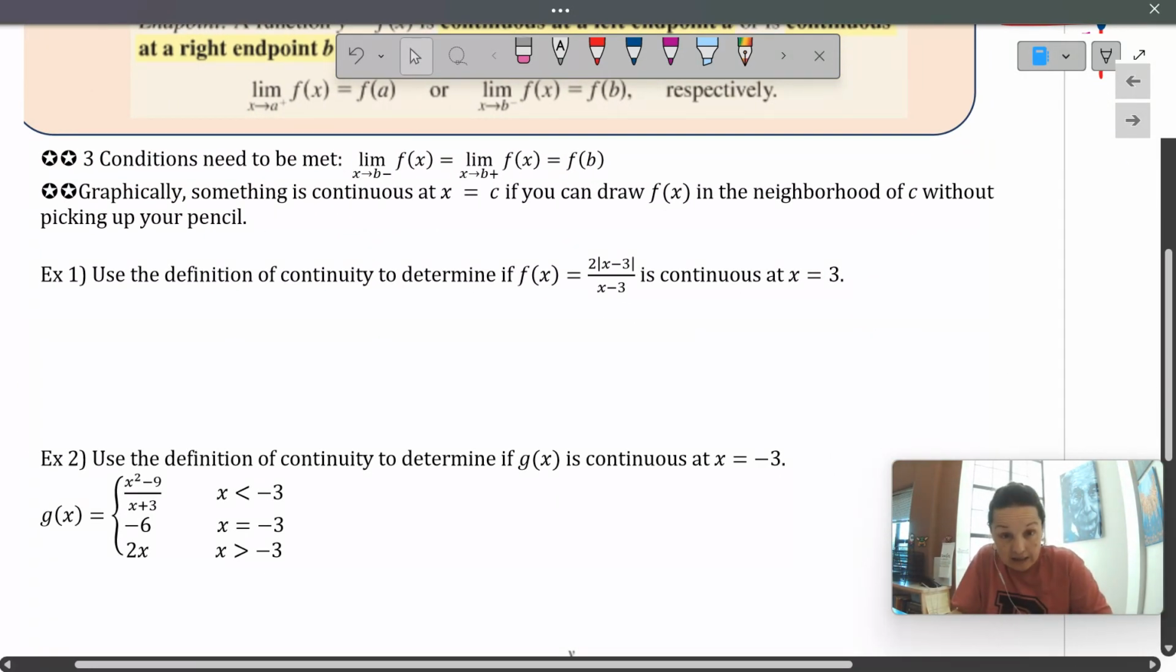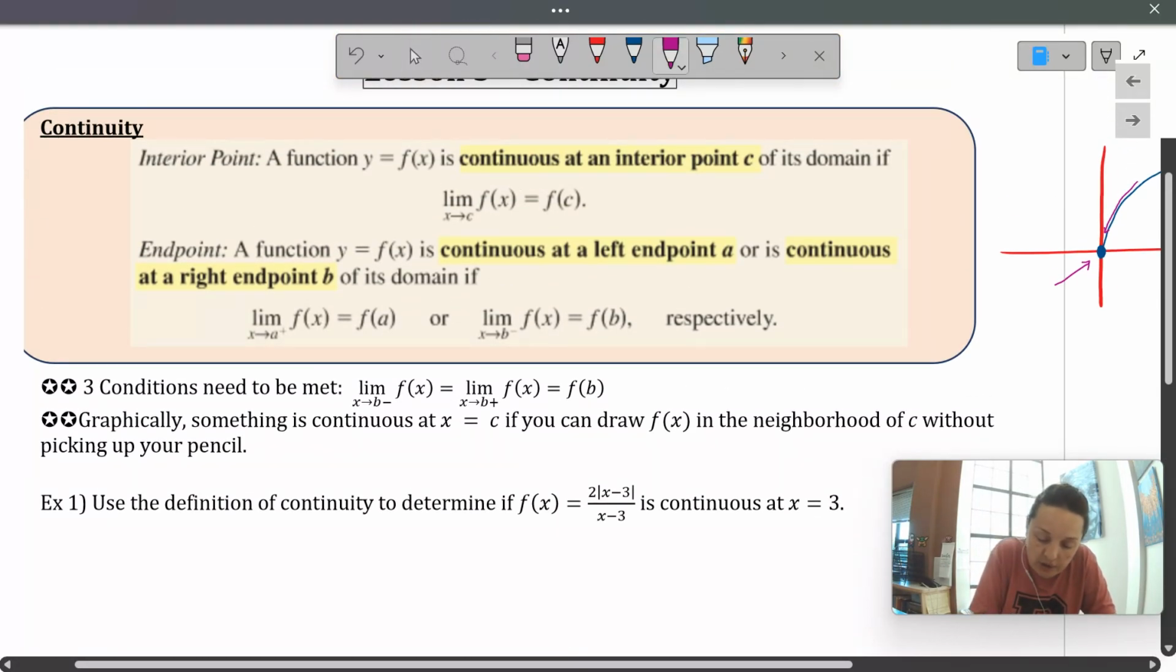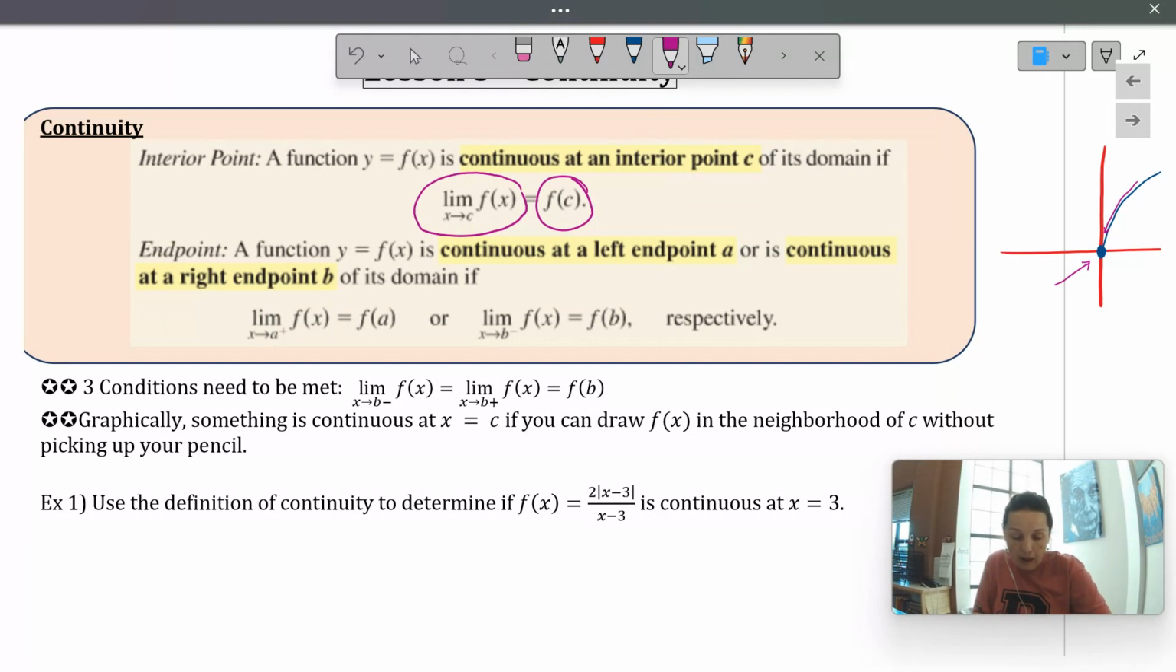Now, technically, they write continuity as two conditions, that the limit as x approaches c equals f of c. But I want you to really consider 3 conditions and not 2, because this really has 2 parts, and those 2 parts are these things right here. Something is continuous if you approach x toward b from the left, and x approaches b from the right, and the function value at b, if all 3 of those are the same, then the thing is continuous.